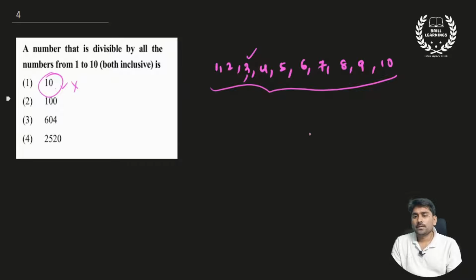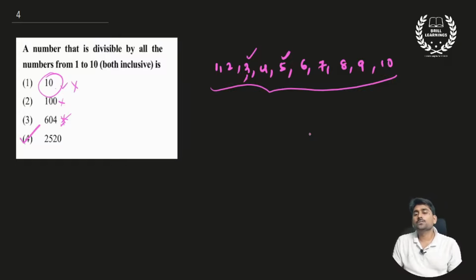Here same criteria. Here also 3. 3 is not a factor of 100 also. So this is not our answer. Now check this option. So 5. 5 is not a factor of this number. Why? Because a number is divisible by 5 only if it has 5 or 0 at the end. So this is also not a factor. The last one is our answer.